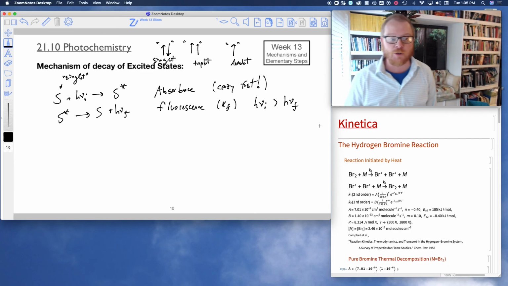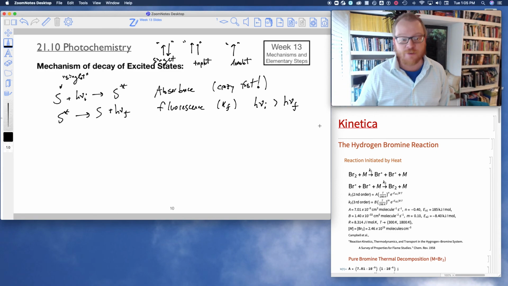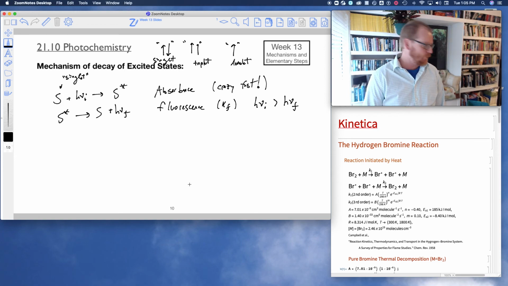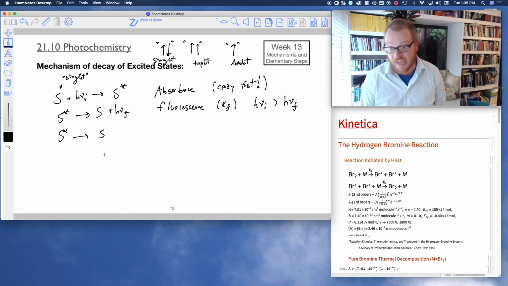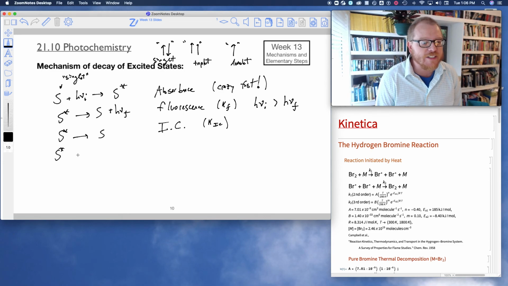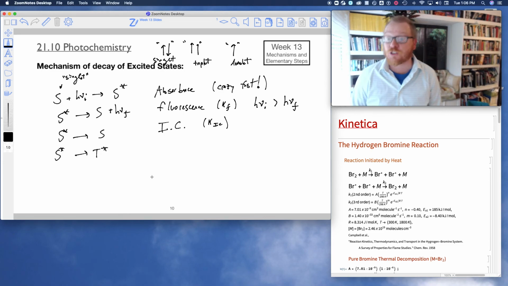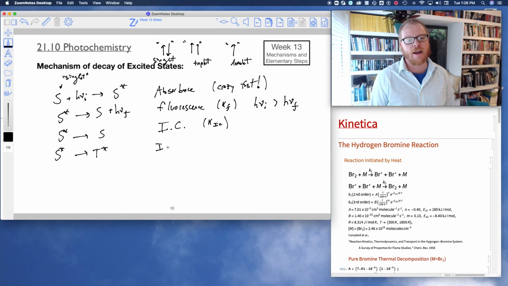You have to use a more energetic photon for the absorbance, like a UV photon, for example, and it will give off a visible photon, like a blue photon. So that's called fluorescence. Another thing that could happen, of course, is our excited state could just decay back down to a ground state. We call that internal conversion, and that happens at rate constant K IC. Or our singlet excited state could actually convert into a triplet excited state, and that's called intersystem crossing. I'll call that ISC.